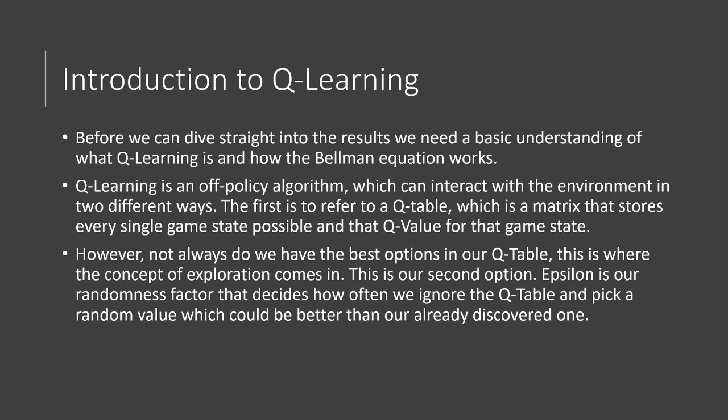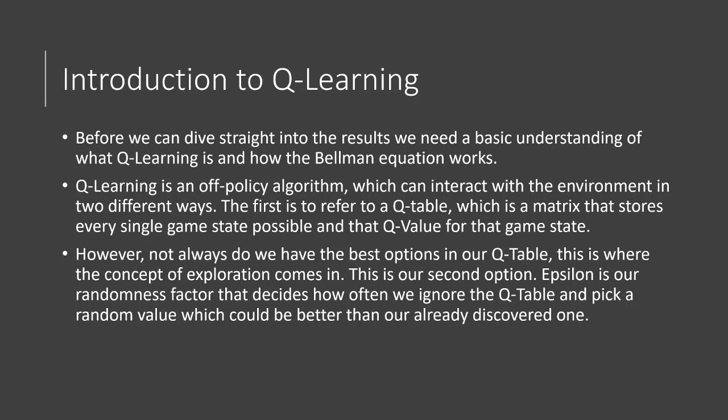Before we can dive straight into the results, we need a basic understanding of what Q-learning is and how the Bellman equation works. Q-learning is an off-policy algorithm which can interact with the environment in two different ways. The first is to refer to a Q table, which is a matrix that stores every single game state possible and the corresponding Q value for that game state. However, we do not always have the best options in our Q table, as each time the algorithm is run, the Q table is going to fill up.